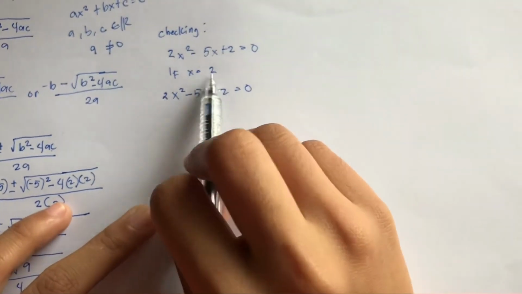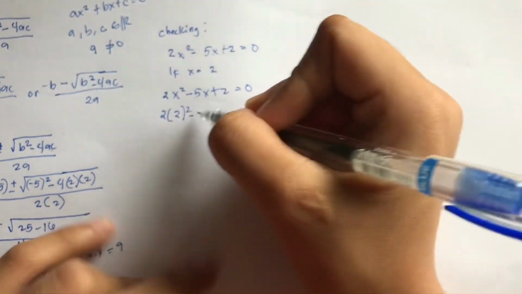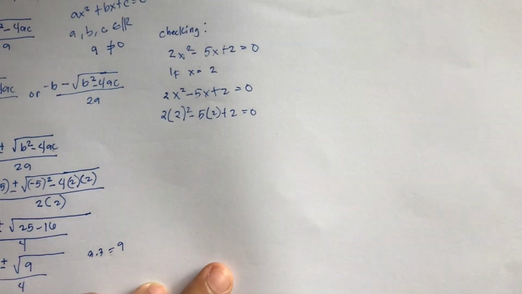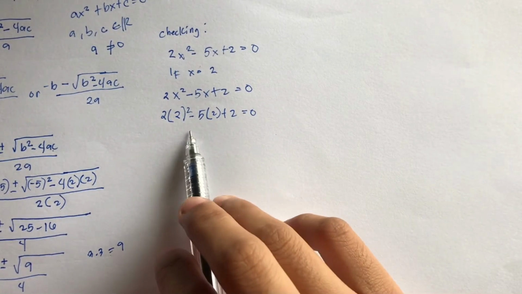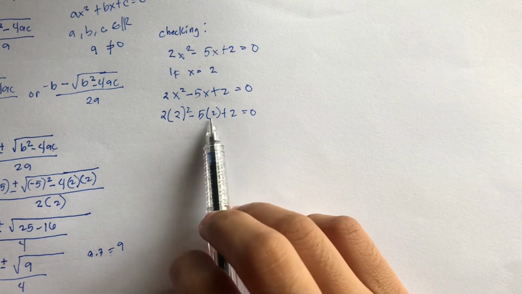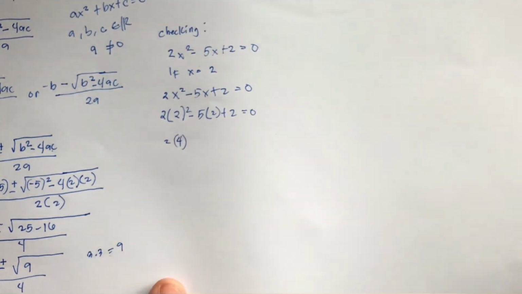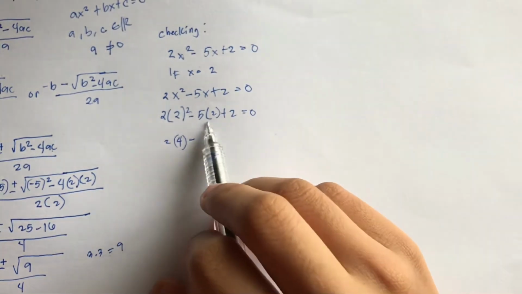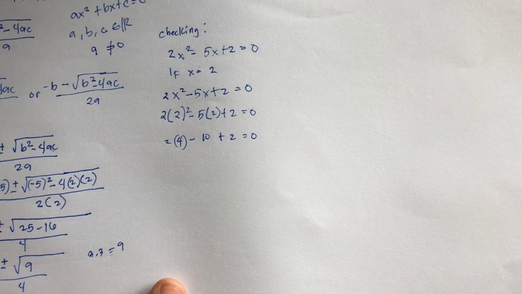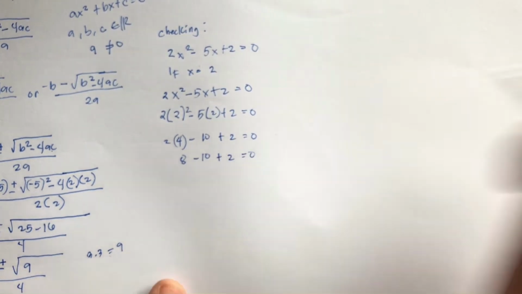So, we substitute 2 for x. We have 2 squared minus 5 times 2 plus 2 equals 0. If the left side comes out to 0, and the right side is also 0, that means our solution checks. Okay. 2 times 2, that's 4 times 2 minus 5 times 2, that's 10 plus 2 equals 0. Next, 2 times 4, that's 8 minus 10 plus 2 equals 0.